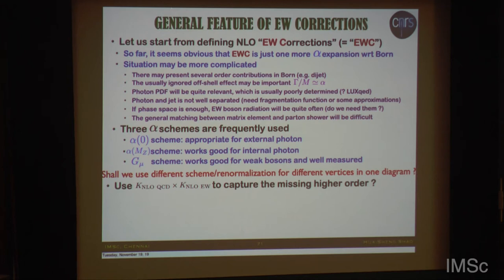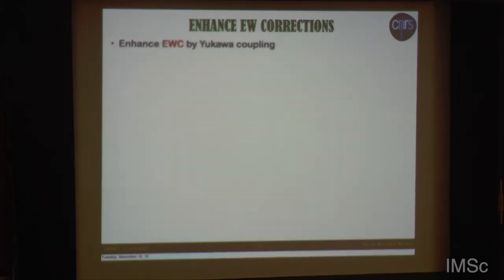At some point, for some processes, the best approximation is using this K factor multiplication. Multiply two K factors. At some point, it's not the case. So you need K factor QCD times K factor electroweak minus one, as the QCD times QCD and electroweak combined accuracy, right?